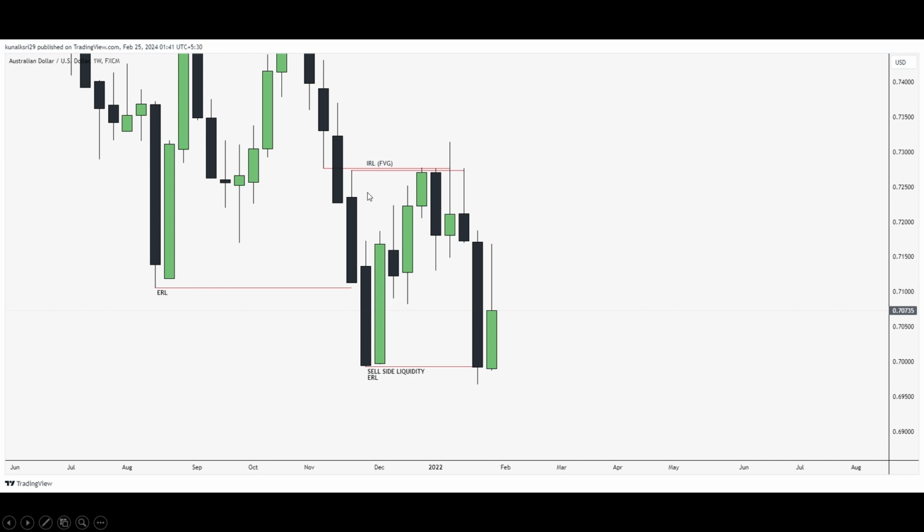So now you can see we have grabbed this external range liquidity, okay, and you can see here from this high to this low we don't have any fair value gap on the weekly time frame, right? But I know one thing: the market has grabbed the external range liquidity, the swing low.